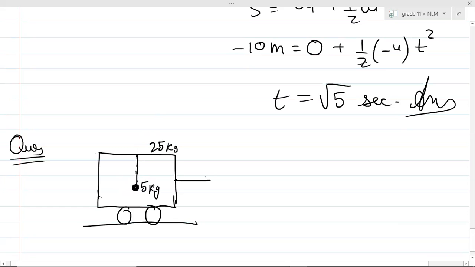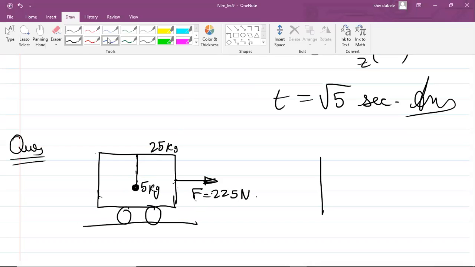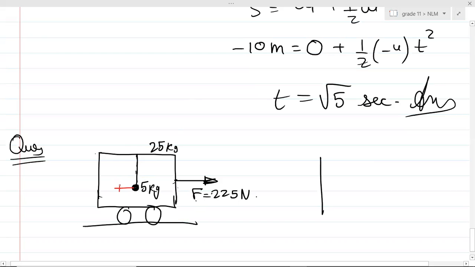Suppose I apply a force of, let's say, 225 newtons on this cart, what will happen? Will it become something like this? Can you see, if this thing starts accelerating, then there will be a pseudo force acting on this 5 kg block, right? Yes or no? Will there be a pseudo force?